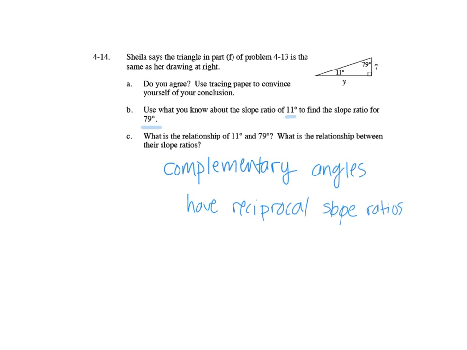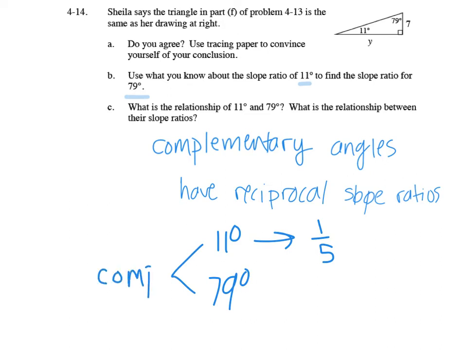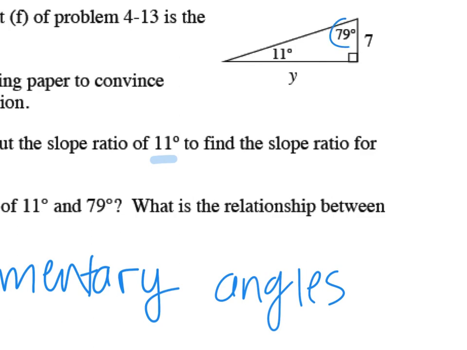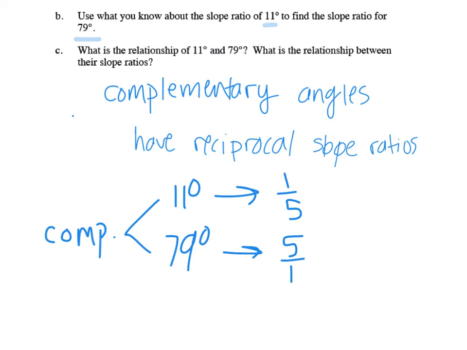And just to exemplify what I mean by that, we know that an 11-degree angle has a slope ratio of 1/5. Well, if I were to flip that, I would know that a 79-degree angle, and remember, these are complementary angles as they add up to 90 degrees, has a slope ratio of 5 over 1, which is evident in the previous slide as well. So complementary angles have reciprocal slope ratios, meaning that if I know an 11-degree angle, then I can also know the slope ratio for a 79-degree angle as I just take the reciprocal of the one that I know.